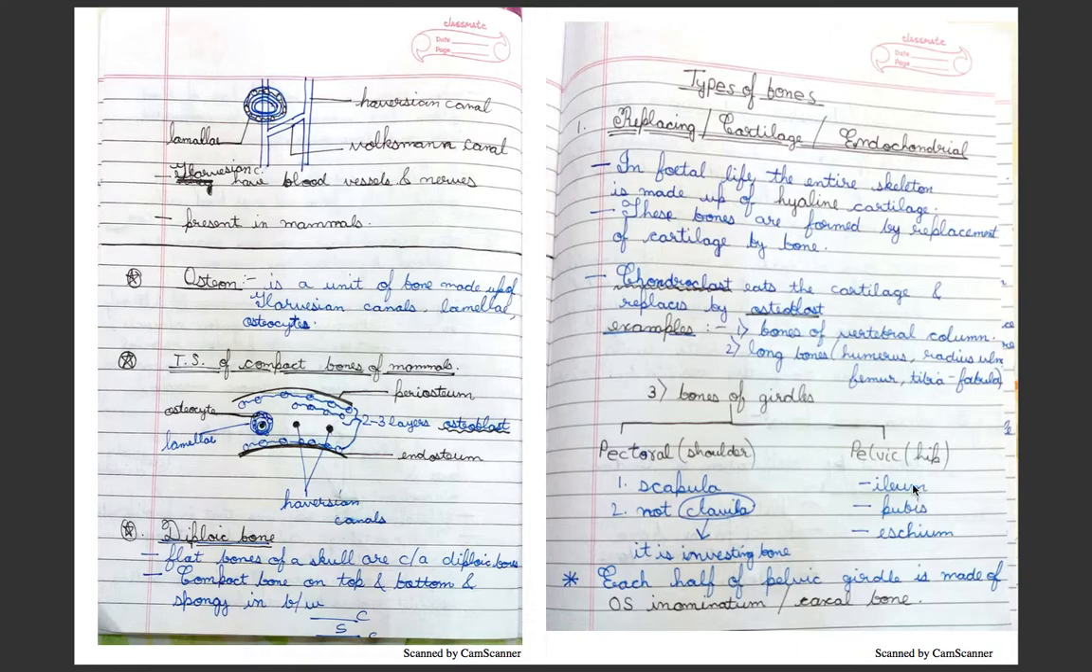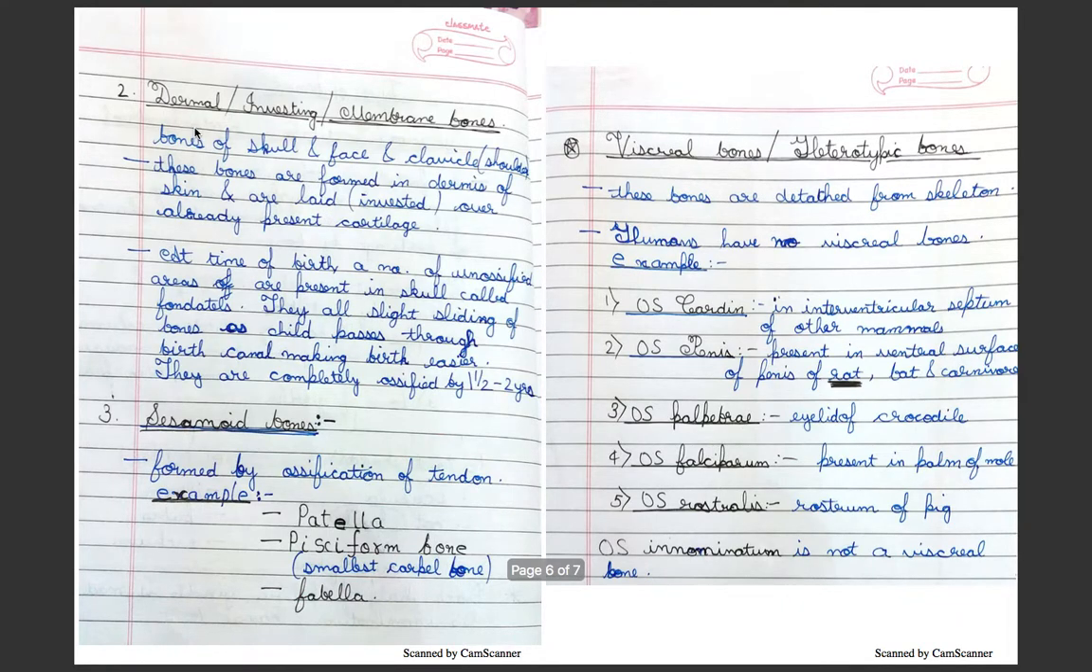Each half of the pelvic girdle, that is half of ilium, pubis and ischium, is made up of os innominatum, that is also known as coxal bone. Dermal or investing or membrane bones are the bones of the skull and face and the clavicle of the shoulder. These bones are formed in the dermis of the skin and are laid or invested over the already present cartilage, something like decomposition. At the time of birth, a number of unossified areas are present in the skull, called fontanelles.